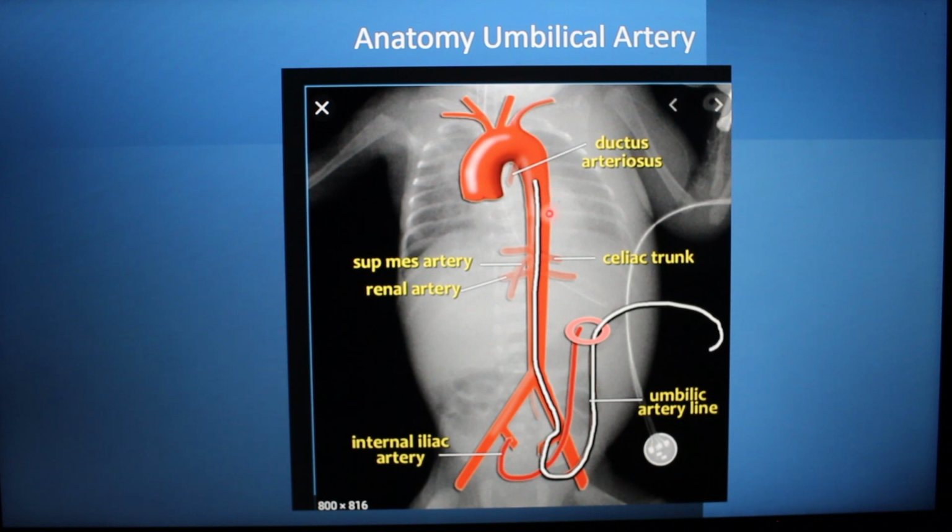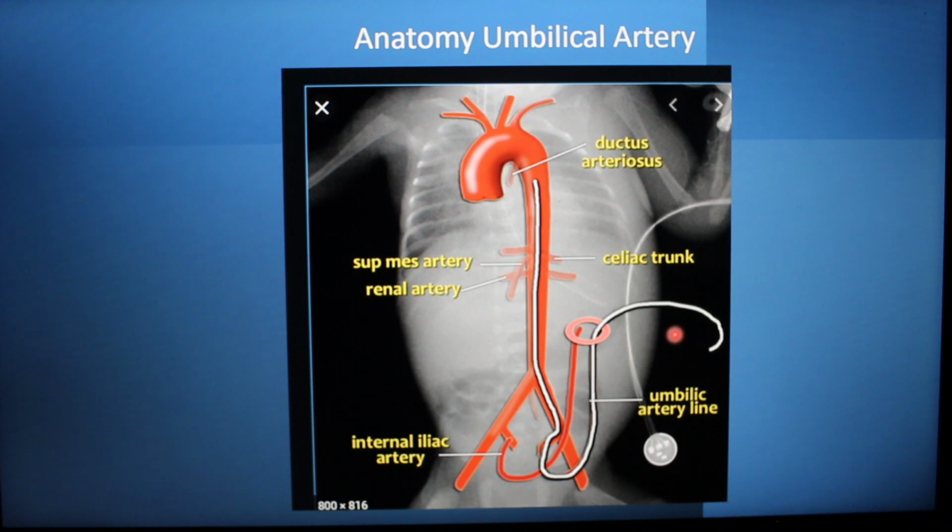The reason we want it so high is that we want the catheter to be beyond these very important arteries that come off of the aorta. The celiac trunk and the superior mesenteric artery are the major blood supply to the intestines, and the renal arteries, of course, go to the kidneys. So we don't want a catheter sitting around these arteries. We want it well above. And that would be between T6 and T9 on the left side of the body.